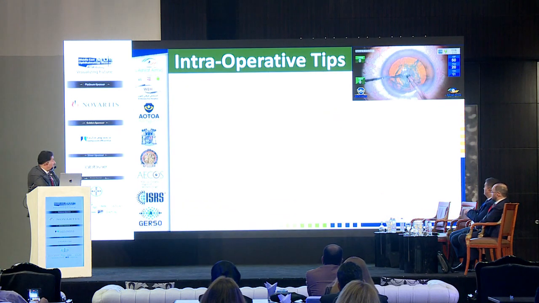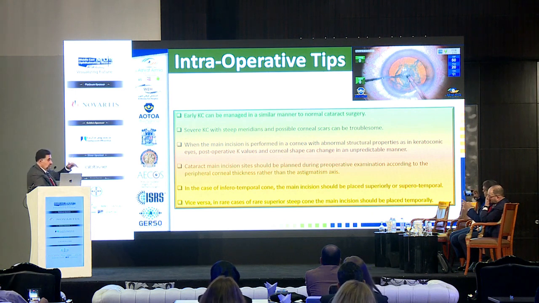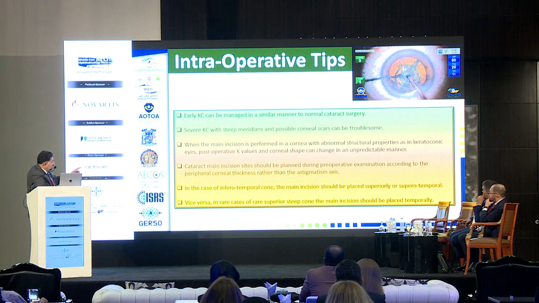I'm going to highlight some intraoperative tips in cataract surgery with keratoconus. You should know that early keratoconus is a normal cataract, but in severe keratoconus, with a steeper meridian, the clear corneal incision can be troublesome. So when you choose where to go with your keratome, you should be away from the cone first. The main incision site should be planned during the preoperative slit lamp examination: superior, upper temporal, or temporal. It is very important to choose before the operation.